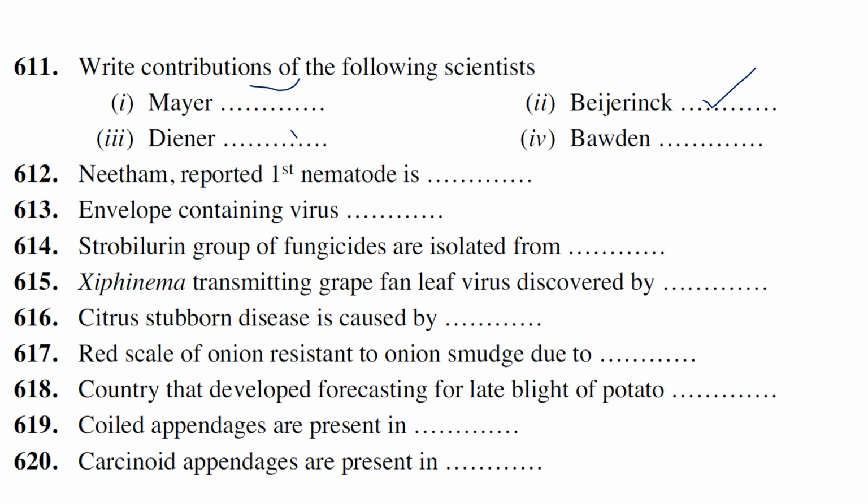Next one, Diener discovered viroids, right? And the first viroid disease is potato spindle tuber viroid, right? Bawden called virus a nucleoprotein, which means a combination of nucleic acid and a protein. That's called a nucleoprotein. Needham reported the first nematode, Anguina tritici. I think we have already discussed.